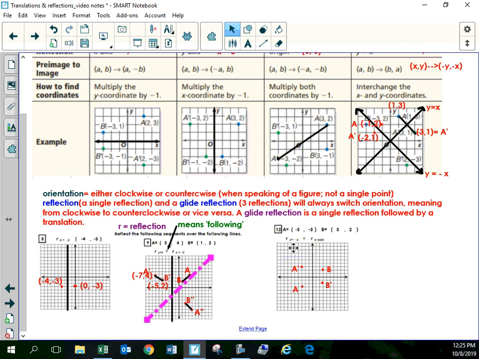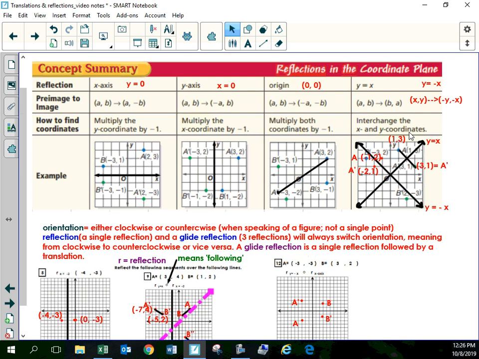Okay, now it says to reflect over line y equals -x. Remember, y equals -x is this line right here, coming right down through here. We can either draw that line or we can just use the rule. So here's the rule for reflect over line y equals -x. Here's my rule. It says do the (x, y) becomes (-y, -x).